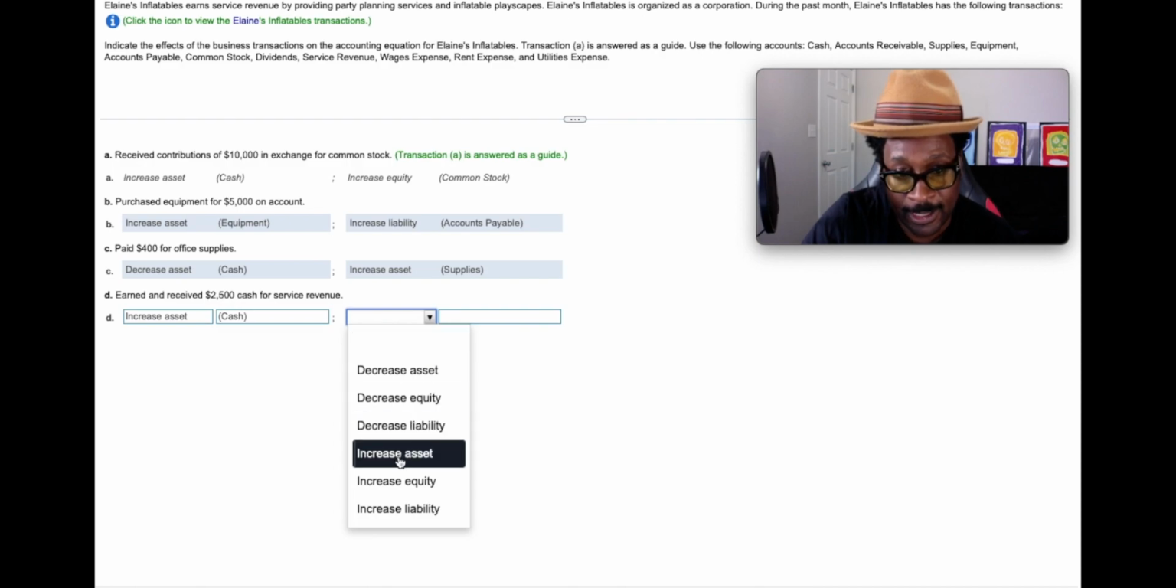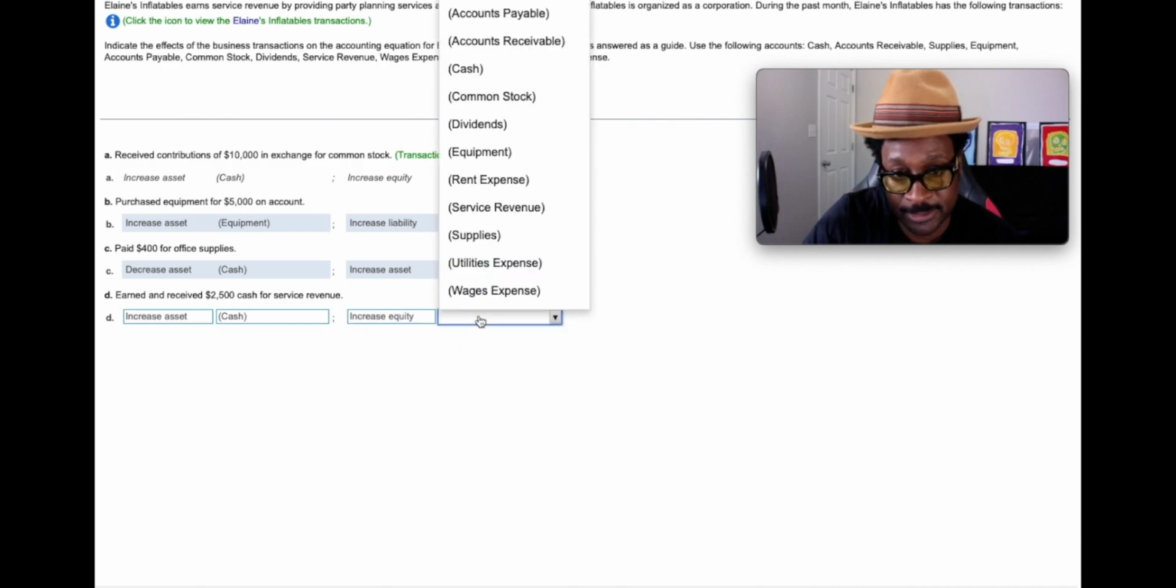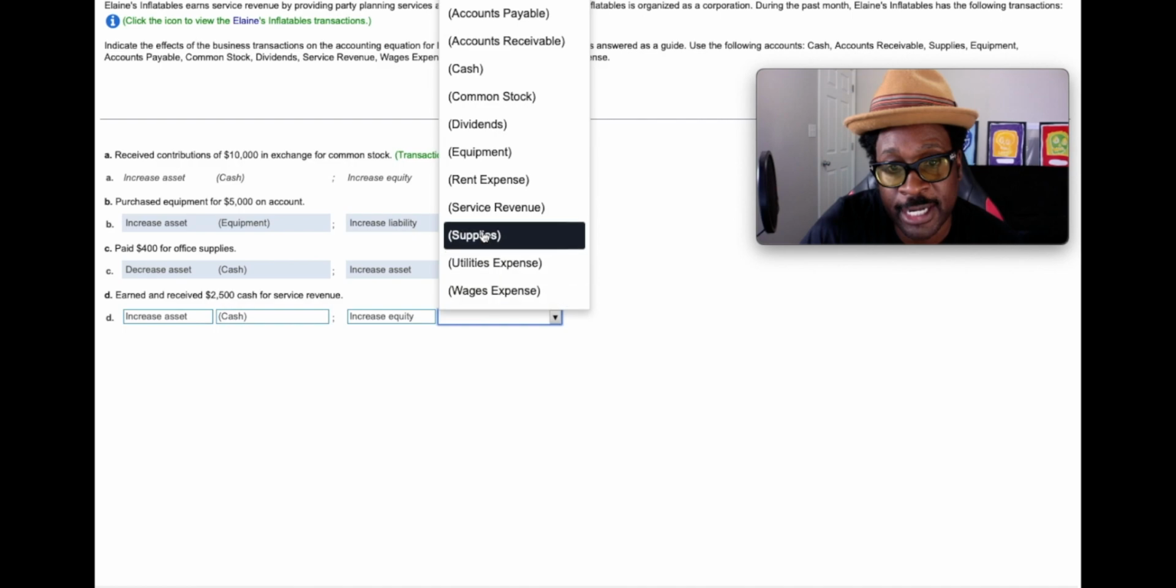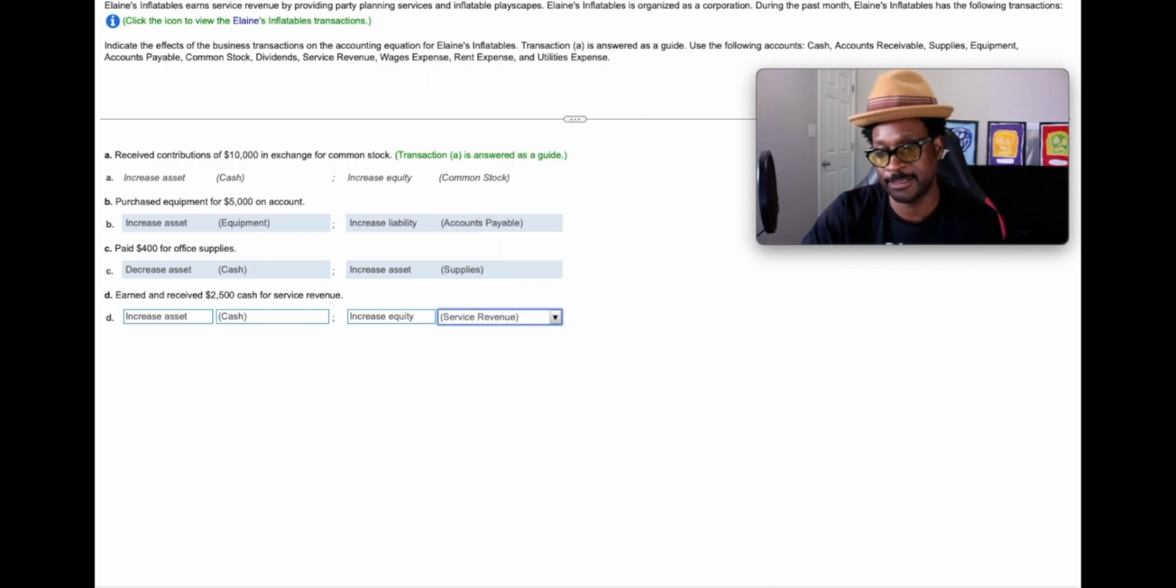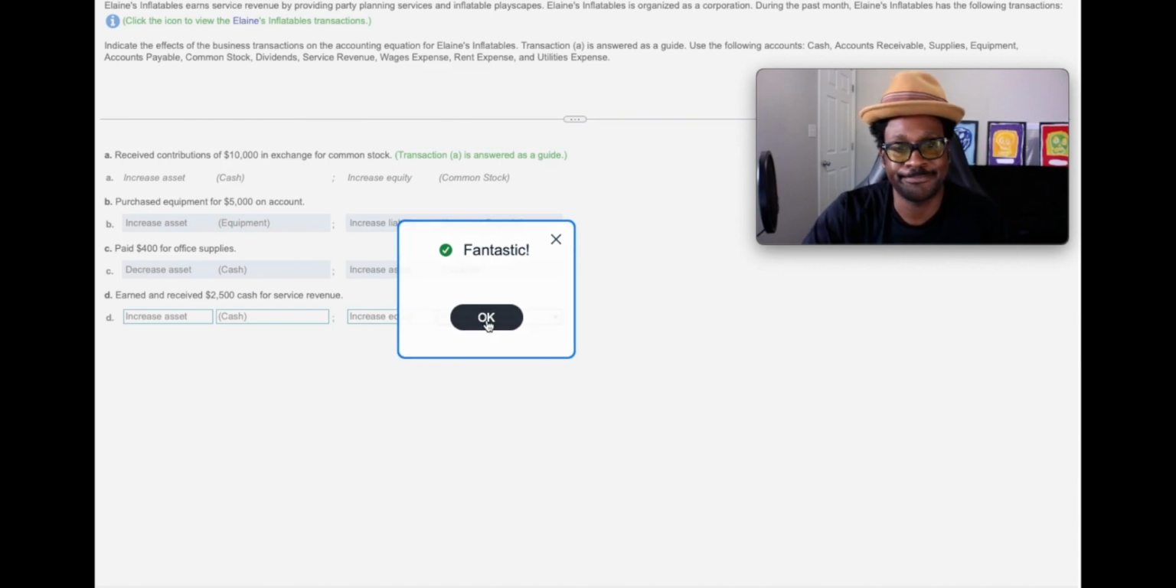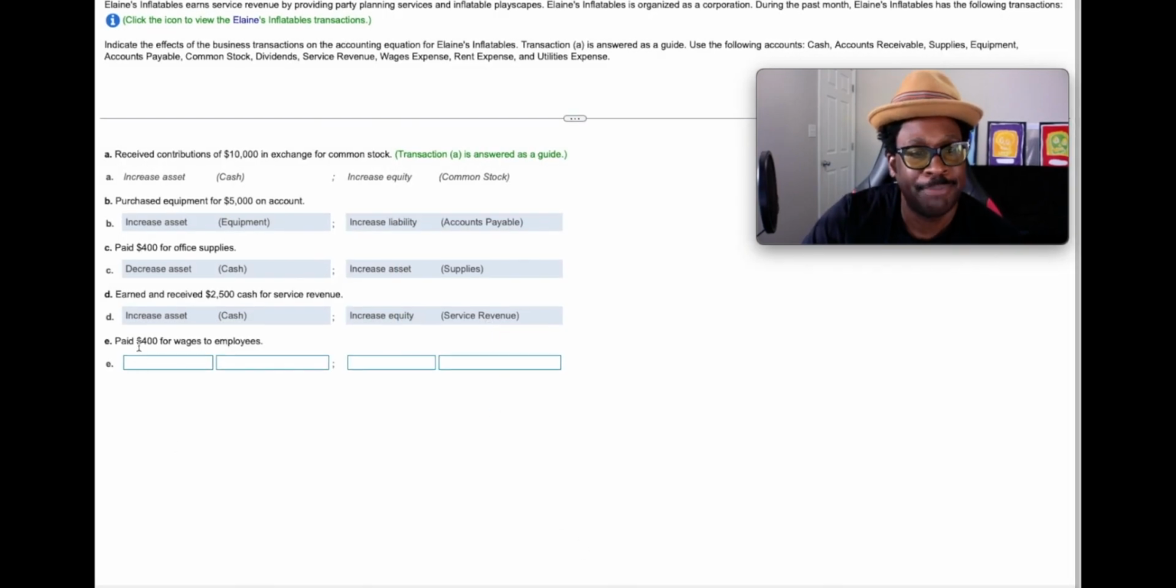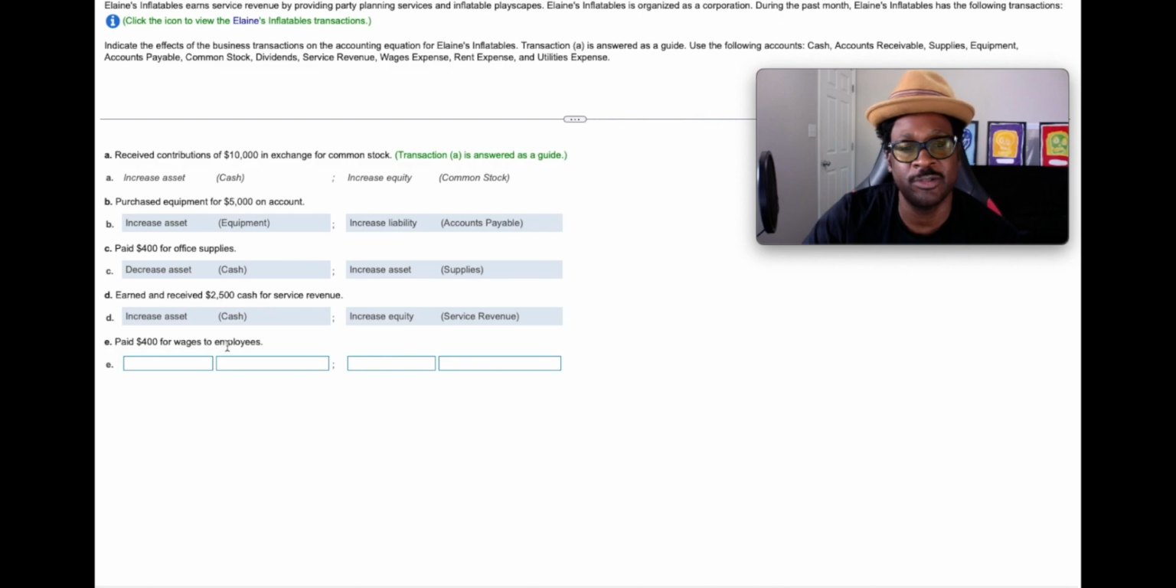Therefore, our equity is going up, and it's going up under our service revenue account. Let's check that answer. Bang! Moving on. Paid $400 for wages to employees.